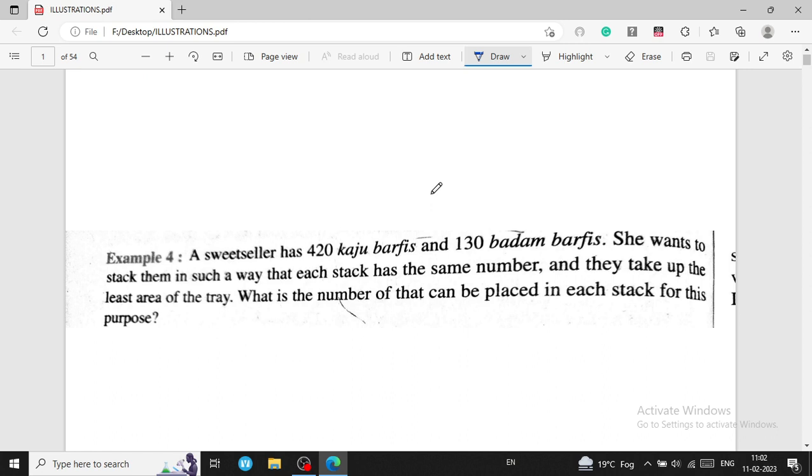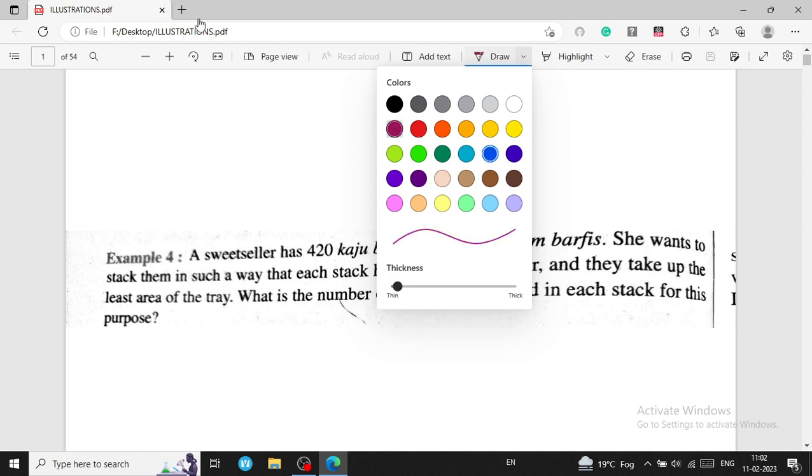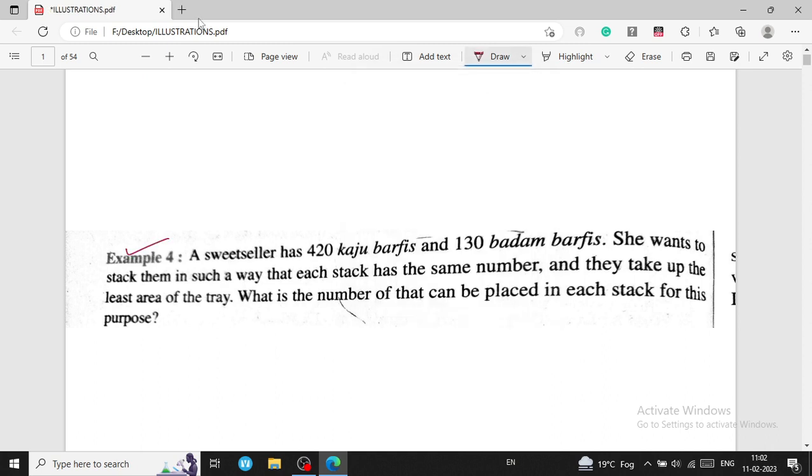In this video, I will discuss illustrations of Math Class 10 according to the NCERT book. The first illustration is given example number 4.